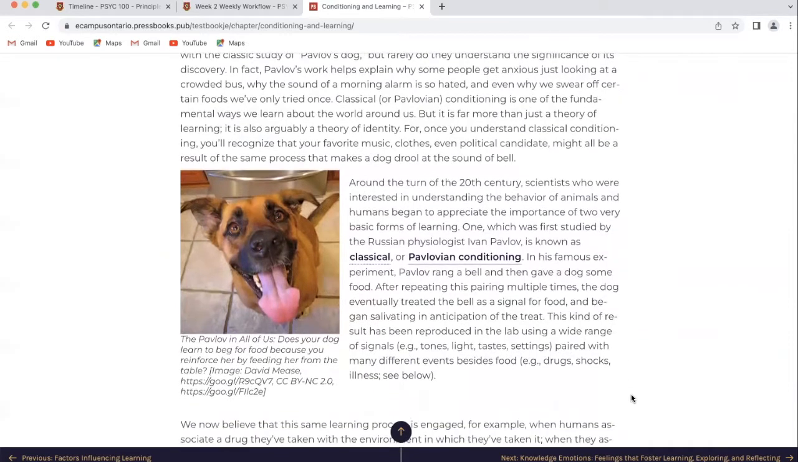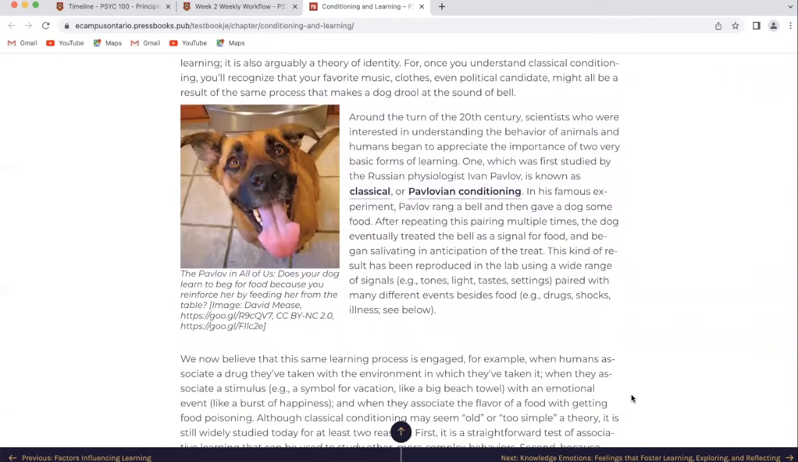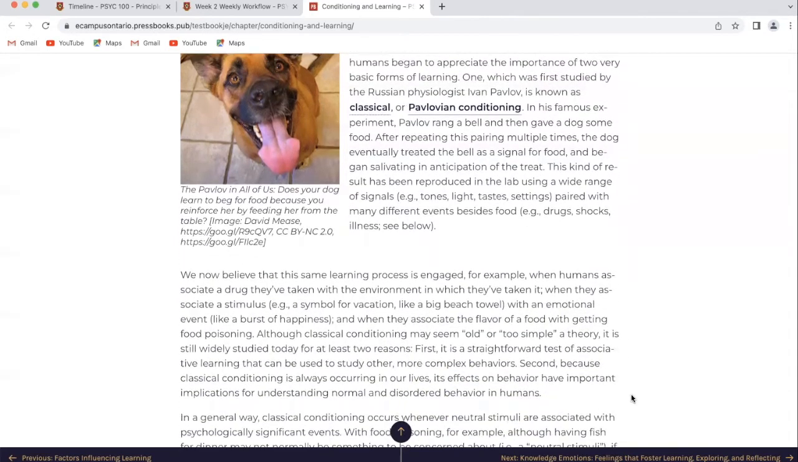Around the turn of the 20th century, scientists who were interested in understanding the behavior of animals and humans began to appreciate the importance of 2 very basic forms of learning. One, which was first studied by the Russian psychologist Ivan Pavlov, is known as classical or Pavlovian conditioning. In his famous experiment, Pavlov rang a bell and then gave a dog some food. After repeating this pairing multiple times, the dog eventually treated the bell as a signal for food and began salivating in anticipation of the treat.